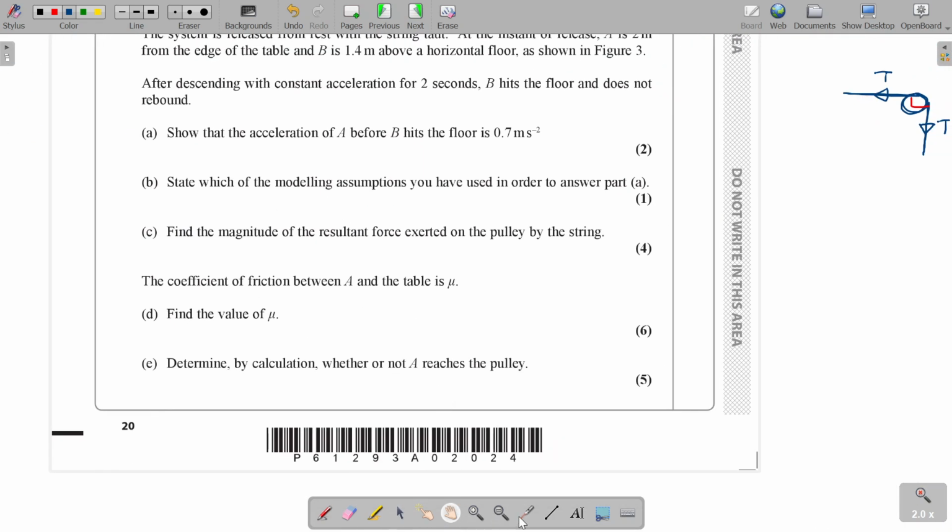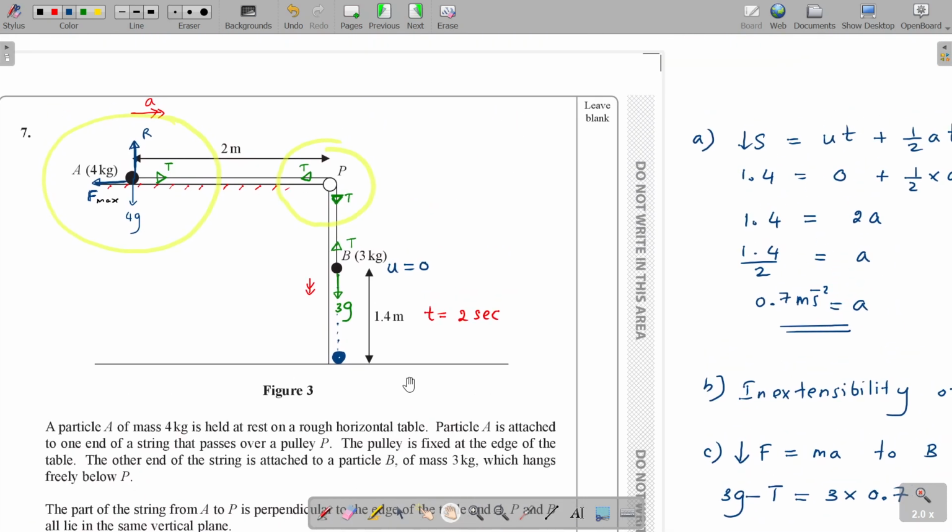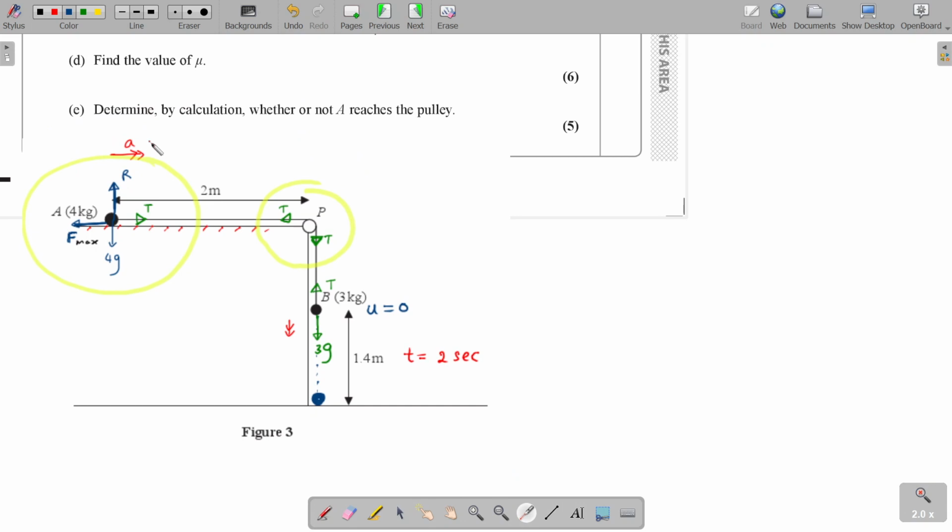Part E: determine by calculation whether or not A reaches the pulley. Okay, what do you mean by that? What do you mean whether A reaches the pulley? So how do we find whether A reaches the pulley? Now I brought a copy of the diagram down here. The question is to determine by calculation whether or not A reaches the pulley.